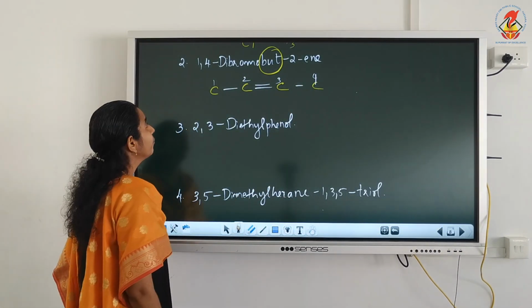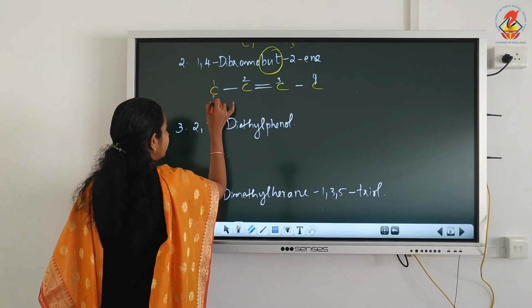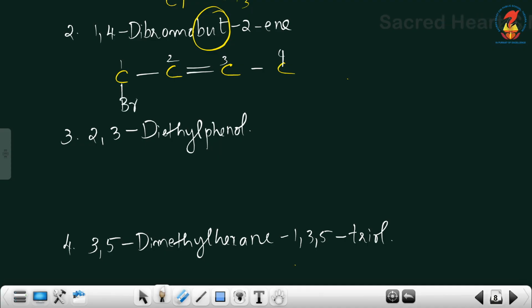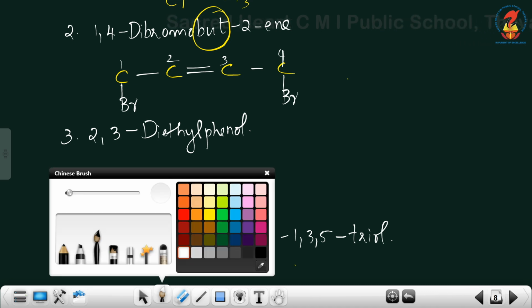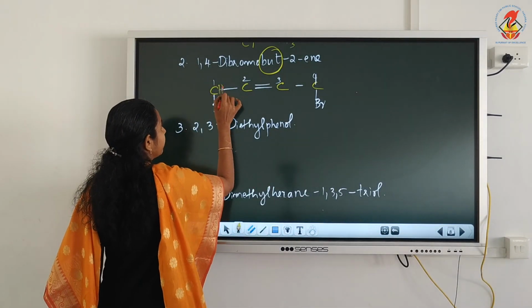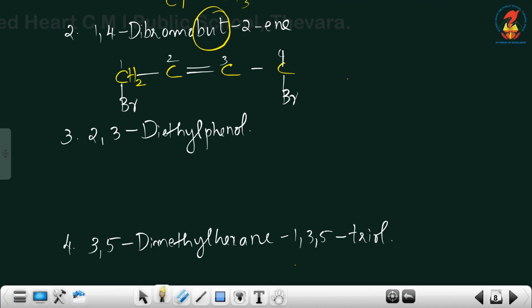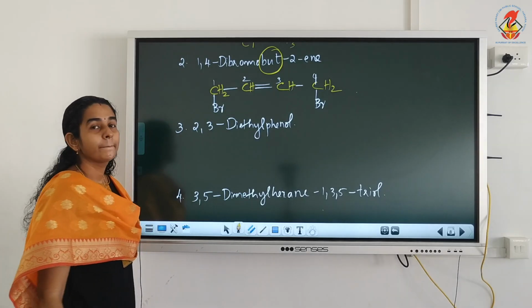Now the prefix 1,4-dibromo means on the first carbon there is 1 bromine, and on the fourth carbon also 1 more bromine. Nothing else to write. Now complete the remaining valencies by giving hydrogen. So here 1, 2, so remaining 2 valencies, CH2. Here 1, 2, 3, so 1 hydrogen. Here also 1, 2, 3, so remaining 1 hydrogen. So here 1, 2, remaining 2 hydrogen atoms.